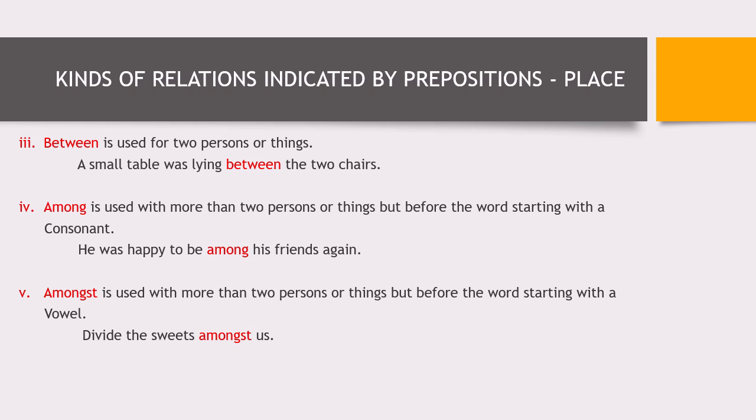4. Among is used with more than two persons or things, but before a word starting with a consonant. For example, he was happy to be among his friends again. 5. Amongst is used with more than two persons or things, but before a word starting with a vowel. For example, divide the sweets amongst us.